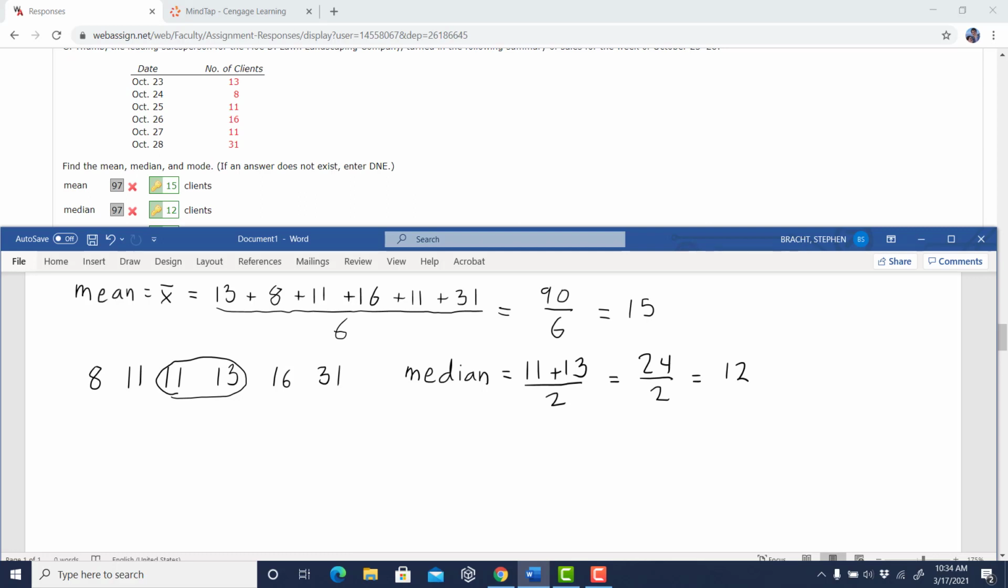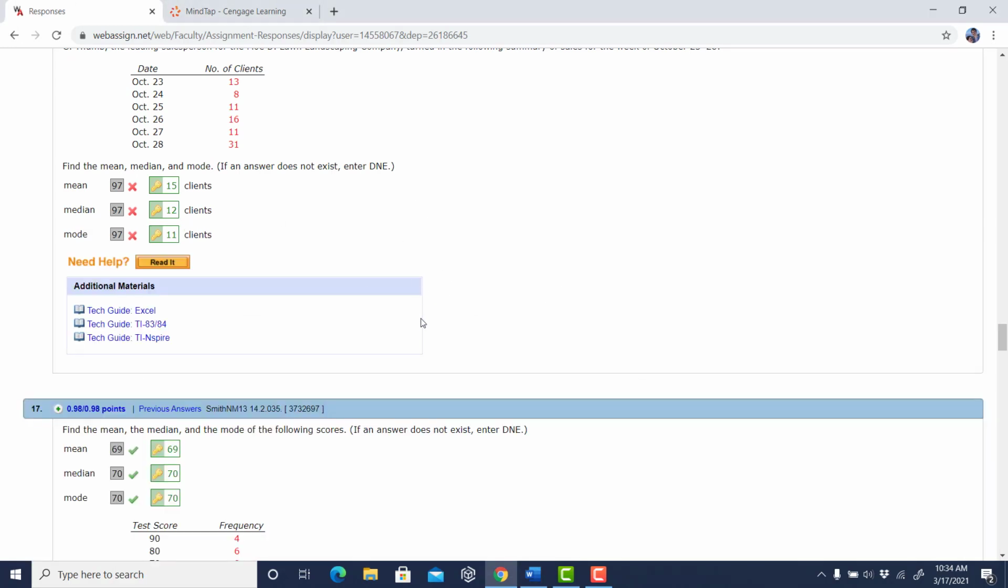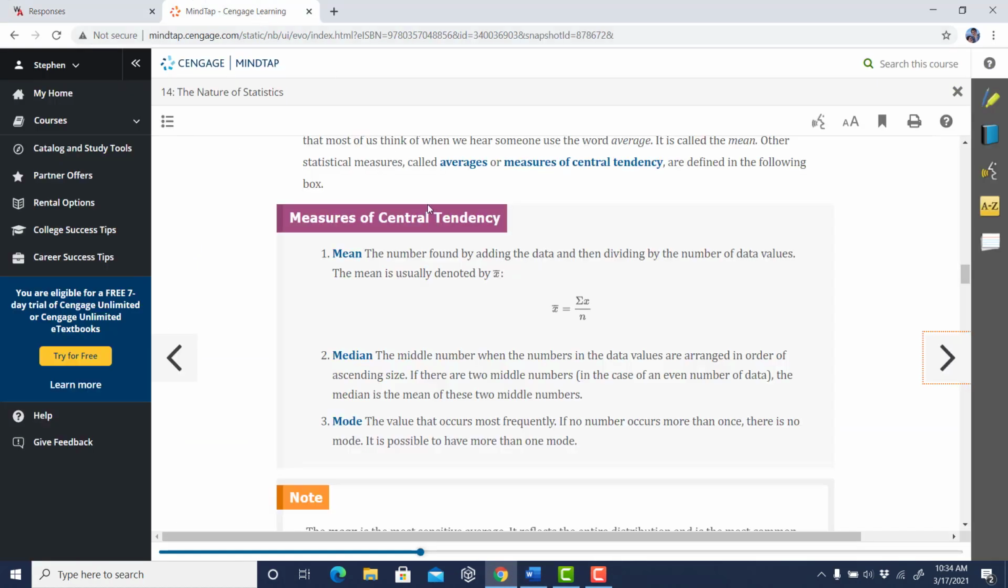And then finally, the last value that we are asked to find here is the mode of the data set. Let's once again go over here and look at the definition of the mode. The mode is the value that occurs most frequently. If no number occurs more than once, there is no mode. It is possible to have more than one mode.